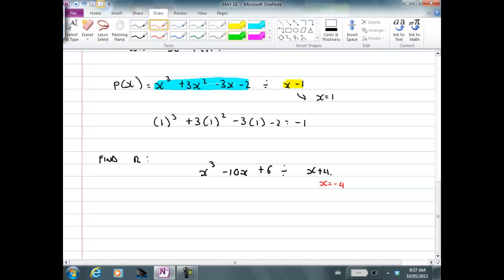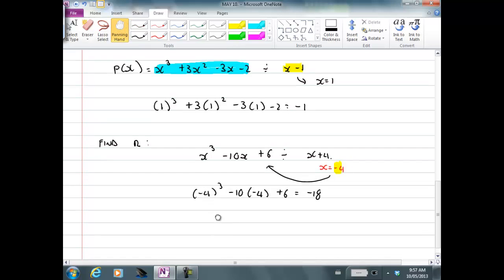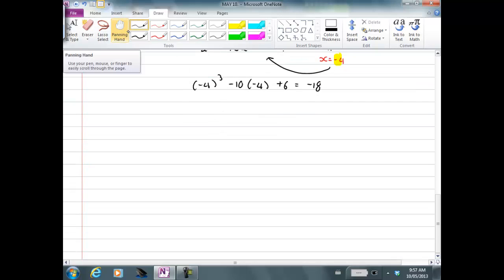Okay. This is a crucial part right here. And then we sub negative 4 into here. So you go negative 4 cubed minus 10 times negative 4 plus 6, and you will get negative 18. Very simple. A bit more tricky, and then we'll do the supernova question. Good luck. X cubed plus 4x squared minus x plus k divided by x minus 1. There's a k value in there this time. This is k, not x.